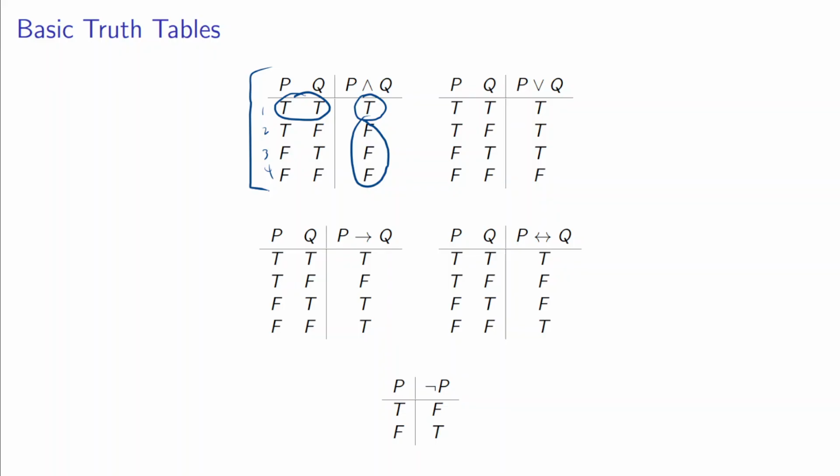Coming over to P or Q, this one's true anytime either P or Q is true and only false when they are both false. So we see the false down here when they're both false, and the rest of these are true when at least one of them is true.